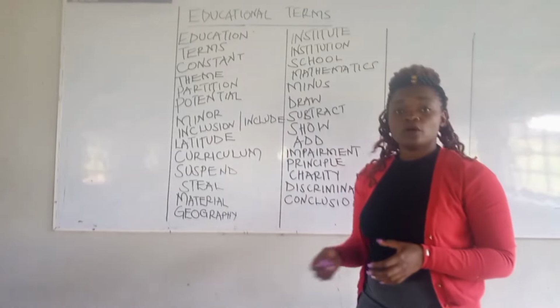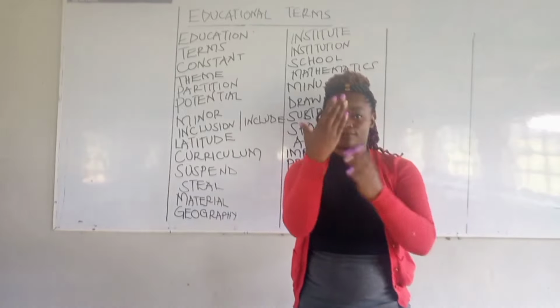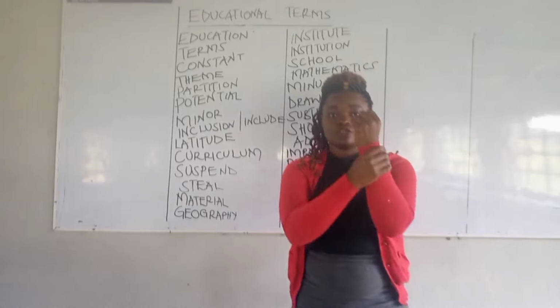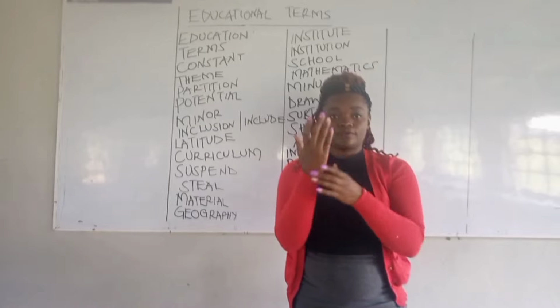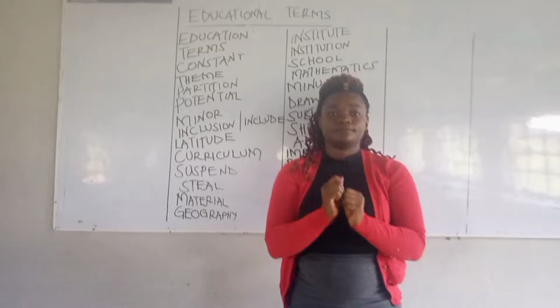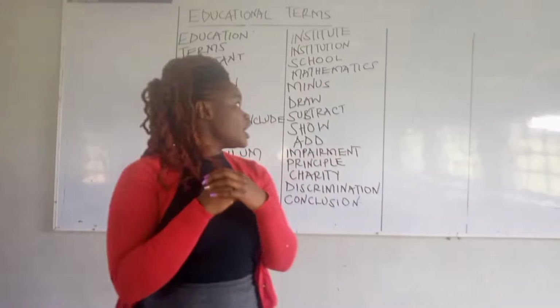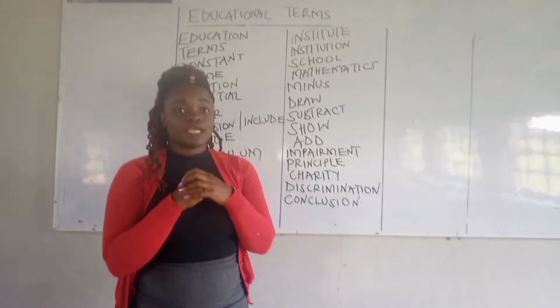Next, we have geography. Using the two hands, geography. Or we have another sign for geography. Then, next we have institute.